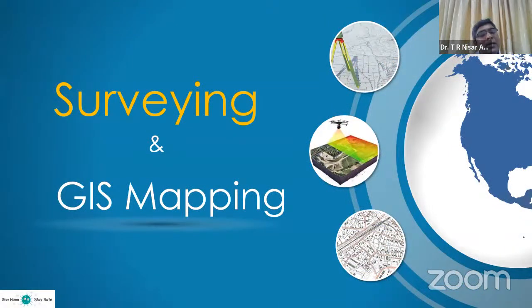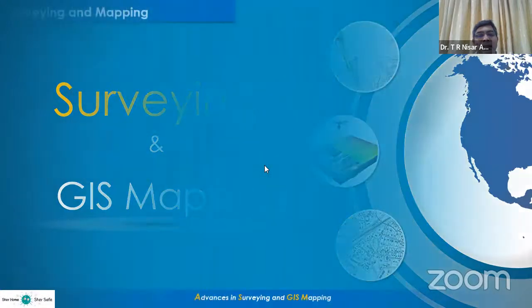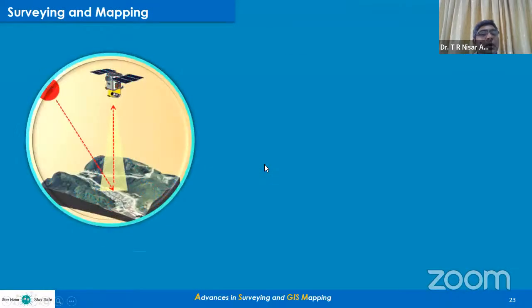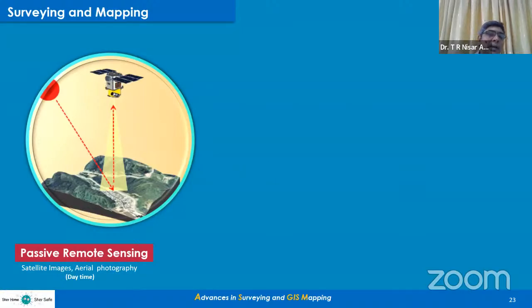Okay. Now we'll discuss something about surveying and mapping after discussing satellite images and technology. So we start with remote sensing. Passive remote sensing, as everyone knows, is acquired only during the daytime, where the sun is the source of energy, and different sensors mounted on different platforms capture the data and send it to a ground station, where it is processed and analyzed. The usual limitation is that these satellite image sensors operate only during the daytime.